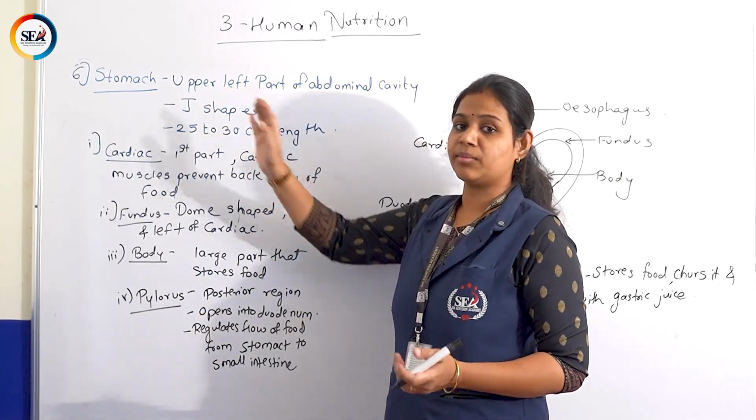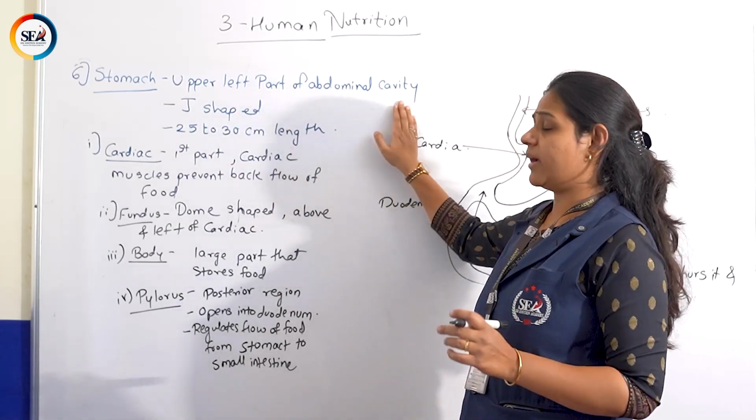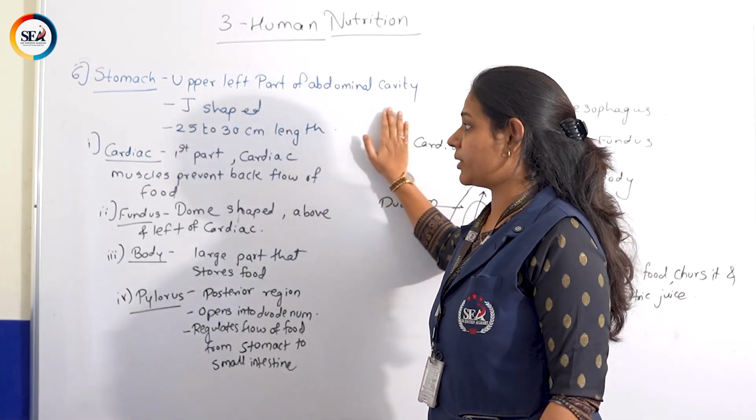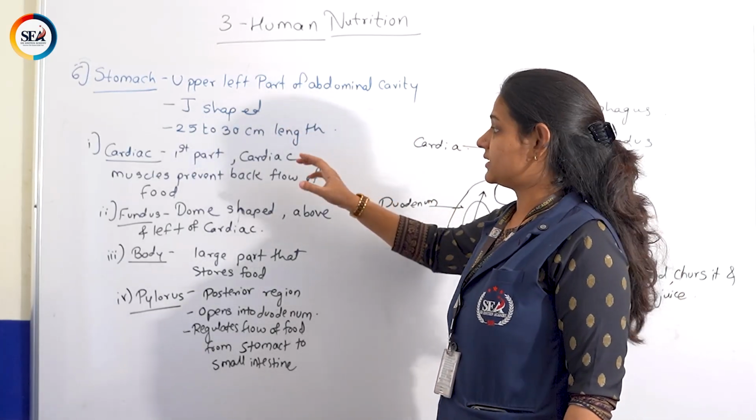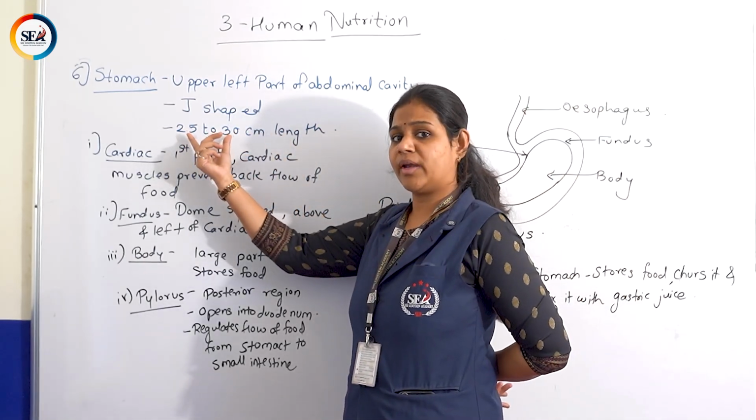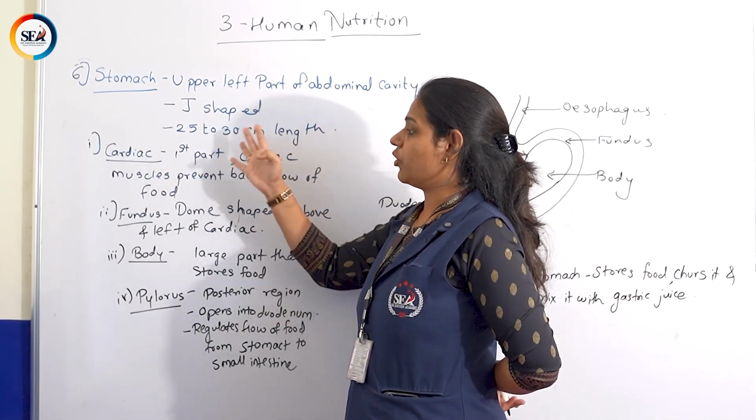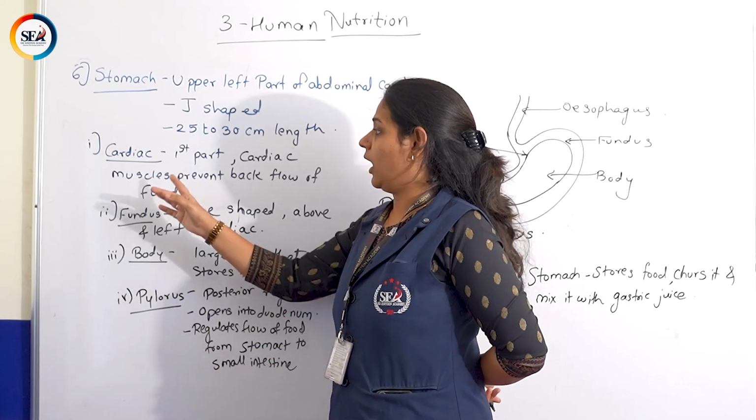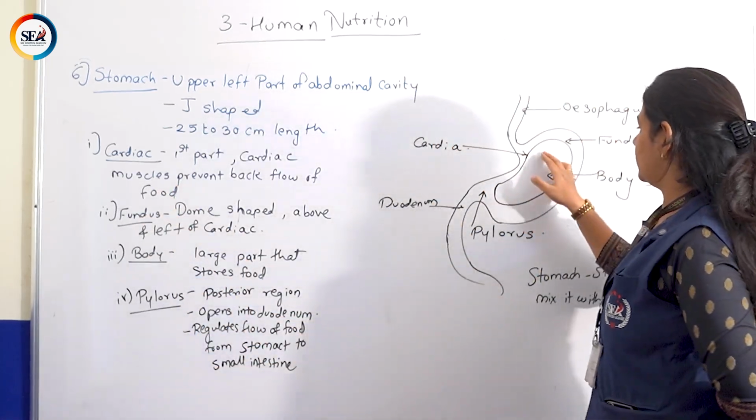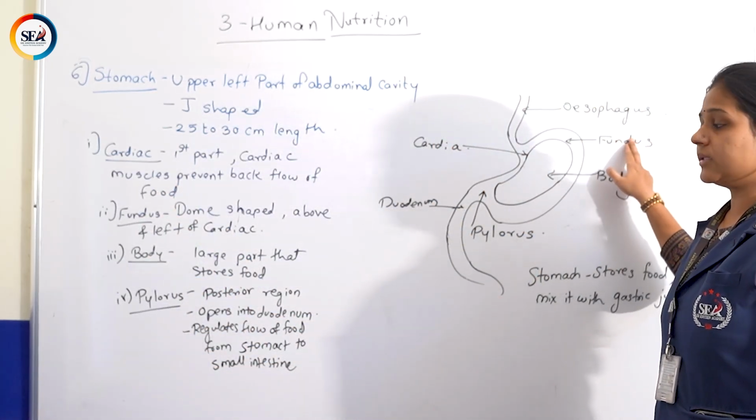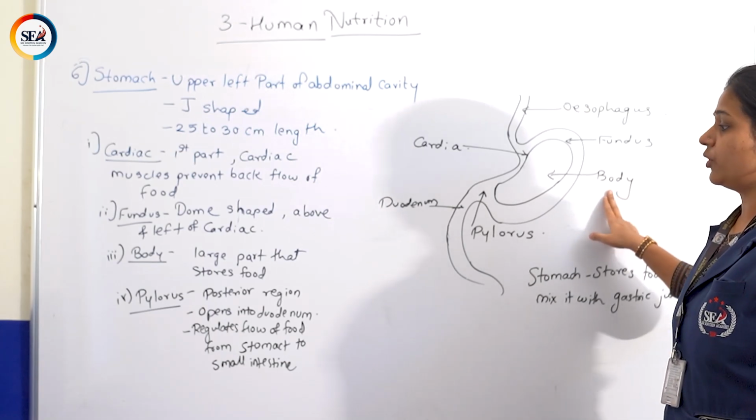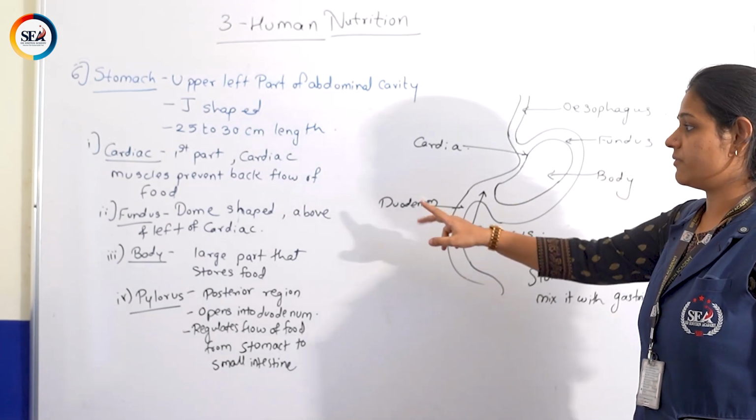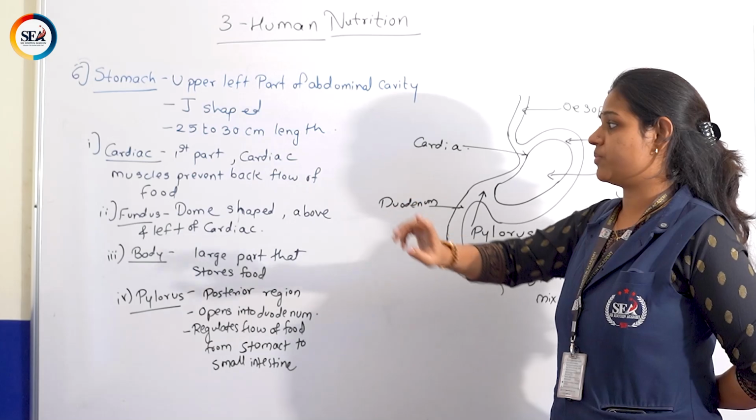The next part is the stomach. The upper left part of the abdominal cavity is occupied by the stomach, which is J in shape. The length of the stomach is usually 25 to 30 cm. There are overall 4 parts of the stomach. One is the cardiac stomach, second is the fundus, third is the body of the stomach, and fourth is the pylorus. So first we will see the cardiac, which is the first part.